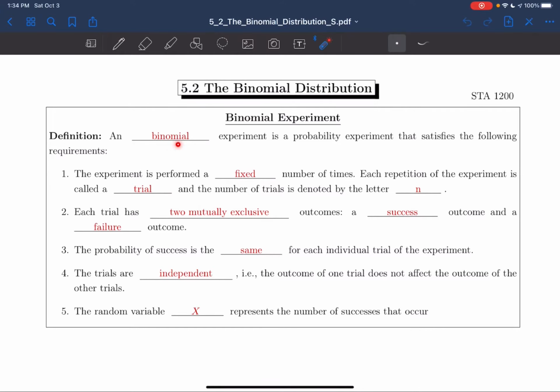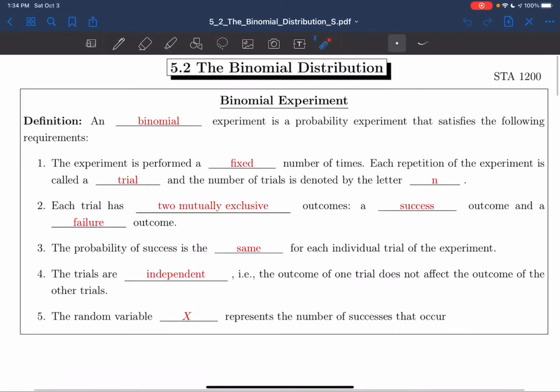So here, a binomial experiment is a probability experiment that satisfies the following requirements. So you want to check that all of these 5 requirements are satisfied. If they are, then you could just say that this experiment is a binomial experiment. If just one of them fails, then you could say that this is not a binomial experiment. So let's just go over them.